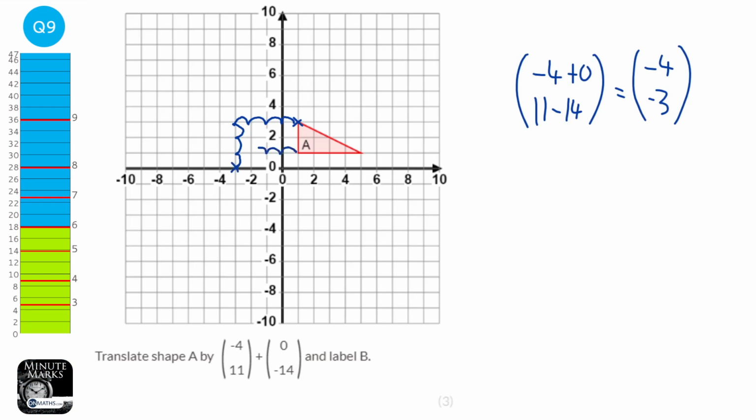So 1, 2, 3, 4. 1, 2, 3. 1, 2, 3, 4. 1, 2, 3. And when we've done that, we can join them all up with straight lines.